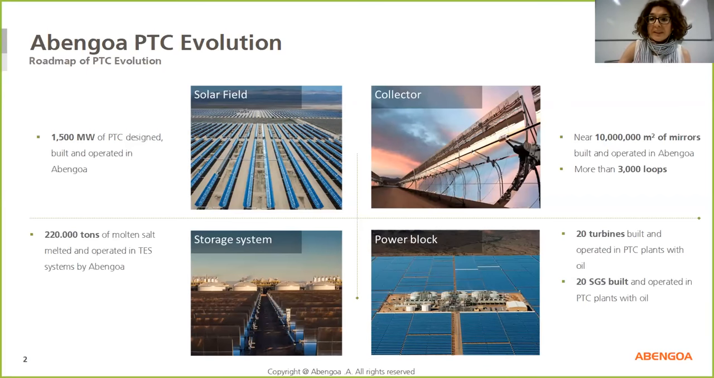Because we have built and operated more than 1,500 megawatts, we have built more than 10 million square meters of mirrors. We have melted more than 220,000 tons of molten salt. We have operated more than 20 power blocks.